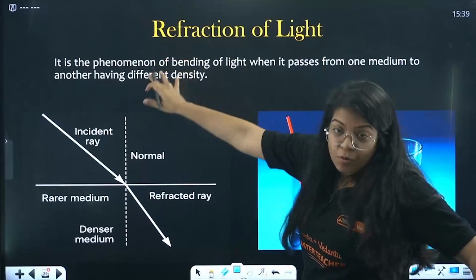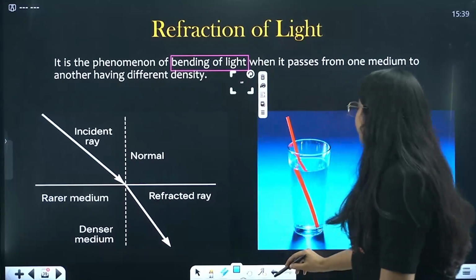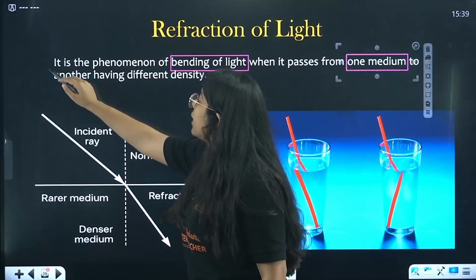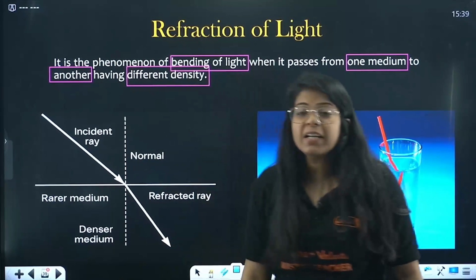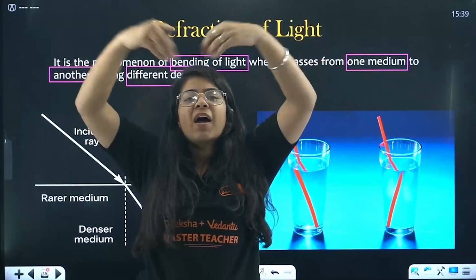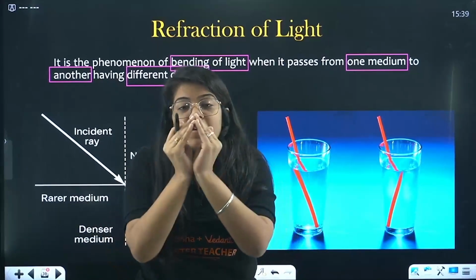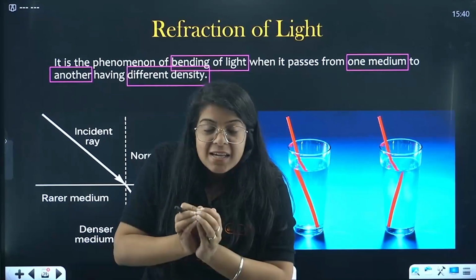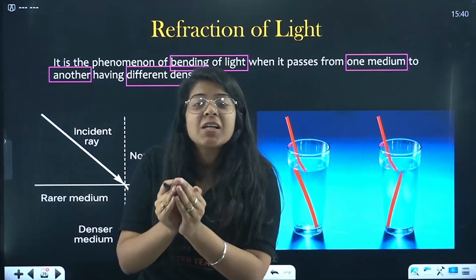It is the phenomenon of bending of light when it passes from one medium to another, having, very important part, different densities. Now, air is a gas. Molecules are very, very far away, so its density is less. Density is mass upon volume. How much mass is there in a single volume? So in this area of gas, the particles will be fewer, but water is a liquid, so particles will be more tightly packed. We studied about that, right?